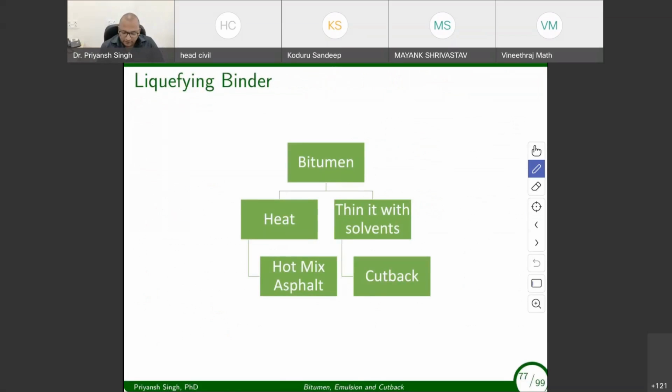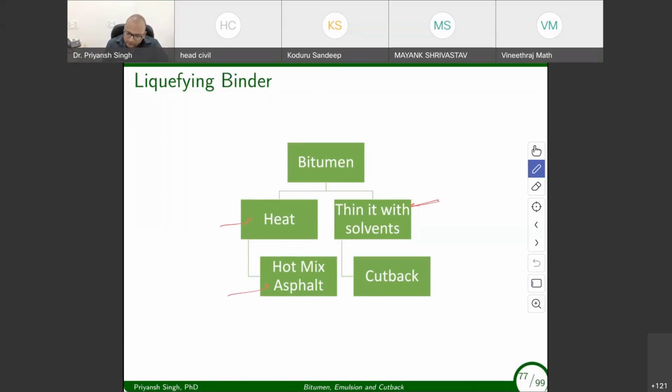So till now, whatever we have seen, we have heated our binder to liquefy it in order to make it workable, or in order to make our pavement. Now the next technology could be to dissolve this binder with some type of solvent to liquefy it, or to make it workable to make mixture or to make pavement.